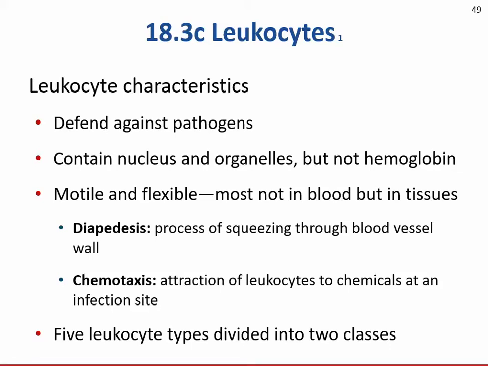So these are full cells. They have a nucleus, they have organelles, they don't have any hemoglobin. They are motile, they move. They are made in the bone marrow from the hemocytoblasts. They are transported in the blood, but they work in the tissues.